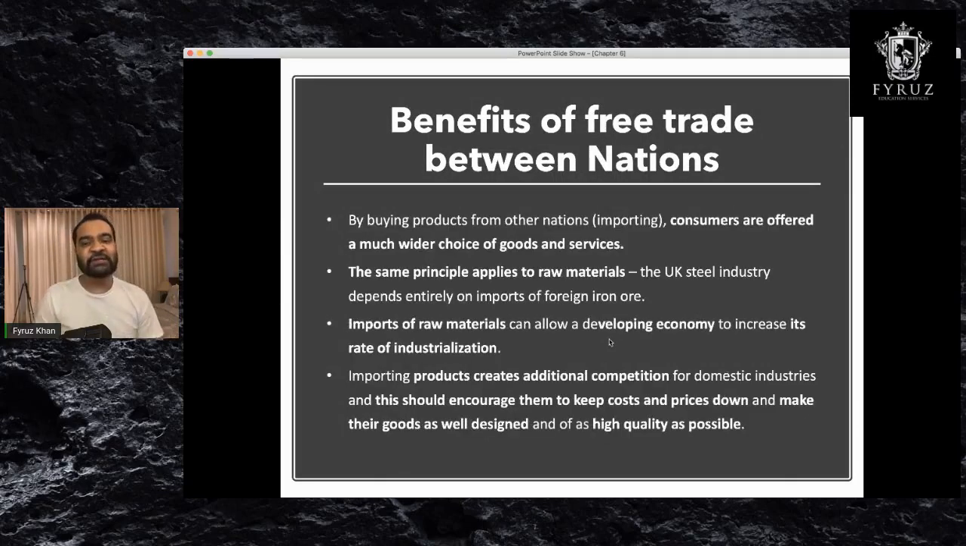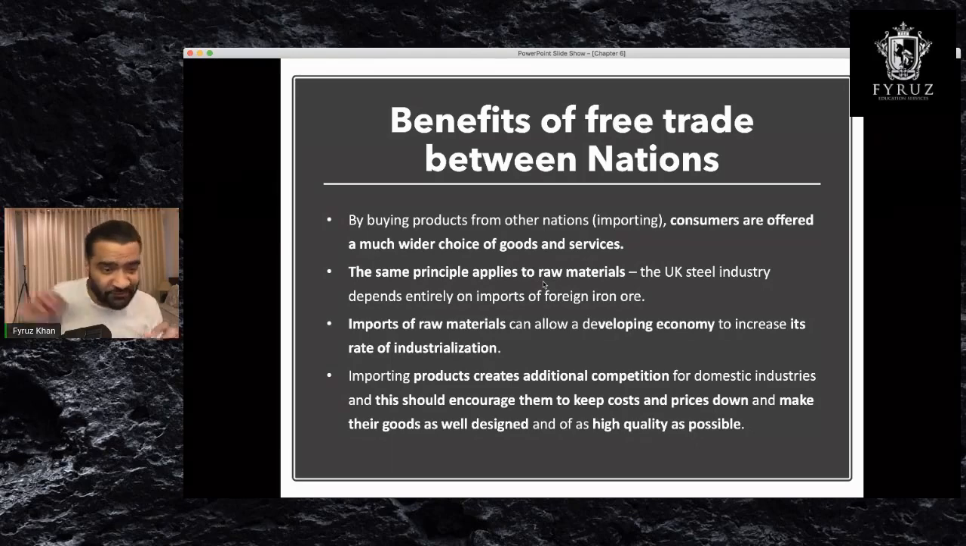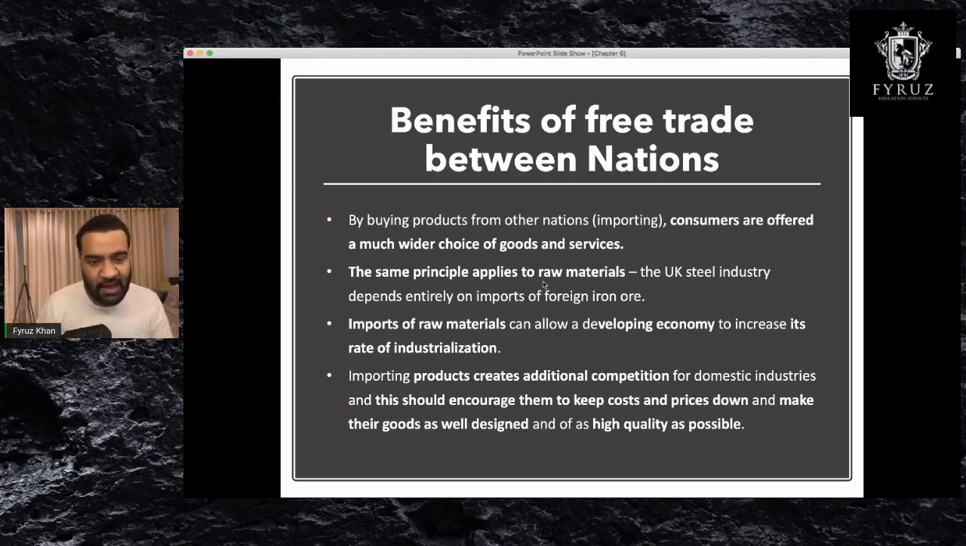Okay, so these are the benefits of free trade. You have much wider choice of goods and services. You can import raw materials from different countries, right? And that increases the standard. When you have international companies, you will have competition in the domestic industry as well, and that's good because domestic industry will learn from the international companies, and they will become more competent.